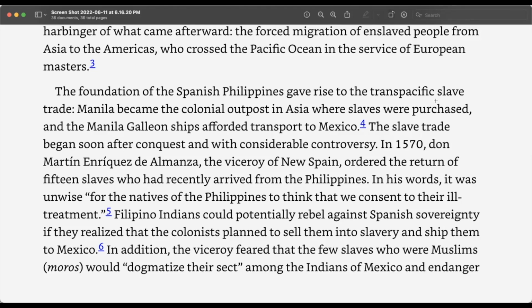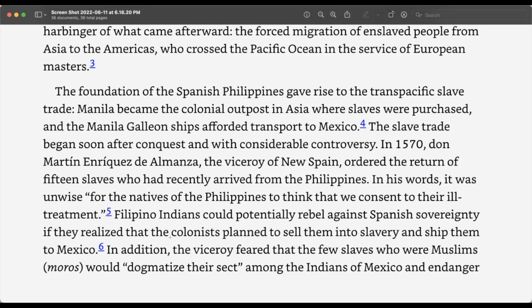The slave trade began soon after Conquest and with considerable controversy. In 1570, Don Martin Enriquez de Almanza, the viceroy of New Spain, ordered the return of 15 slaves who had recently arrived from the Philippines. In his words, it was unwise for the natives of the Philippines to think that we consent to their ill treatment. Filipino Indians could potentially rebel against Spanish sovereignty if they realized that the colonists planned to sell them into slavery and ship them into Mexico.